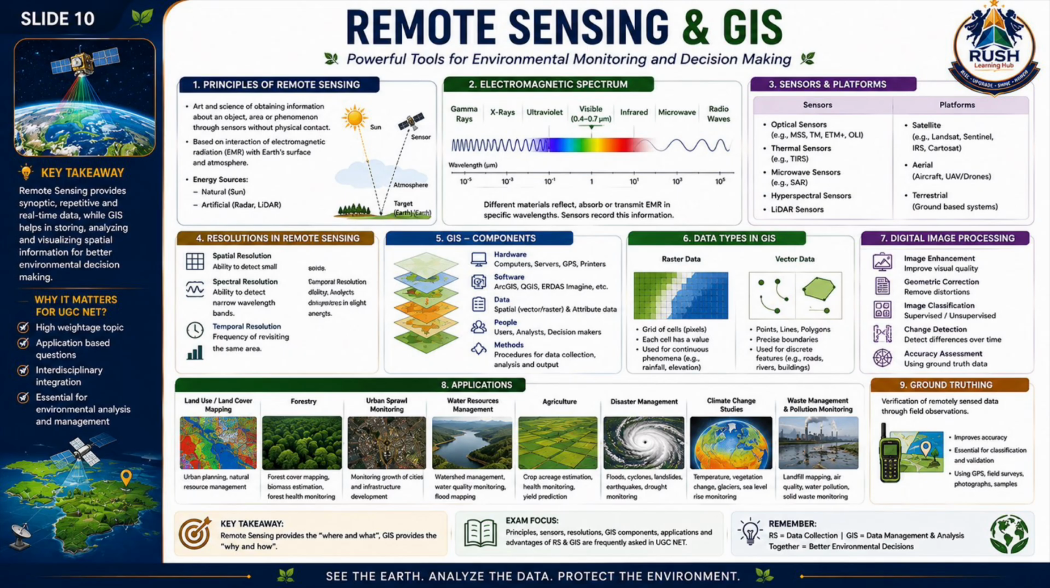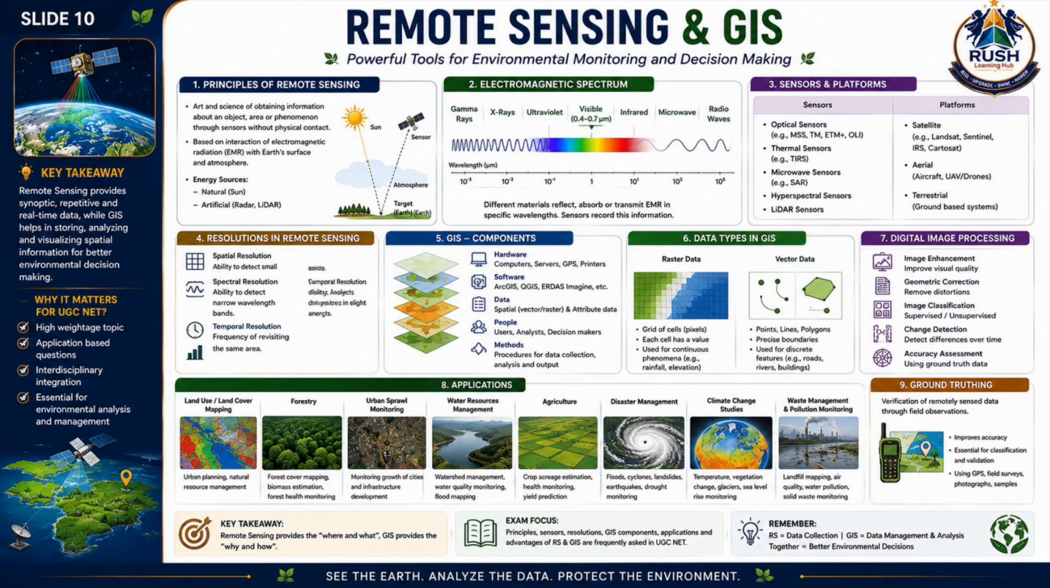An important examination topic is resolution in remote sensing. There are four major types of resolution. Spatial resolution refers to the size of the smallest object that can be detected. Spectral resolution refers to the ability of a sensor to distinguish between different wavelengths. Temporal resolution refers to the frequency with which a sensor revisits the same location. Radiometric resolution refers to the ability of a sensor to detect small differences in energy levels. Higher resolution generally provides more detailed environmental information.